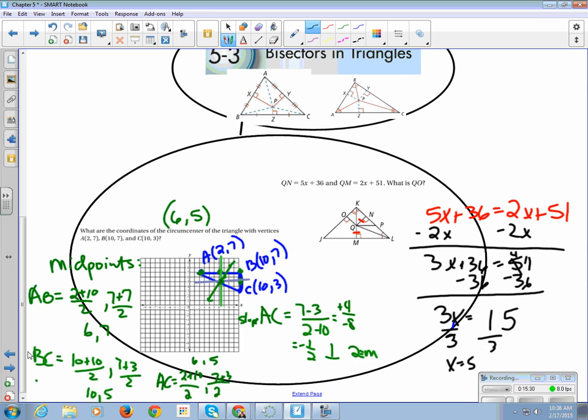X is equal to 5 is not our answer because it's asking what is QO, and that's this distance here. It's going to be congruent, so I'm going to take my 5 and plug it in. You can pick either one, but I'm going to plug it into QM. So 2 times 5 plus 51 is 10 plus 51, which is 61. That is my answer.